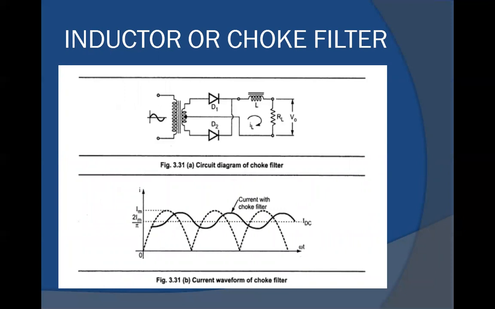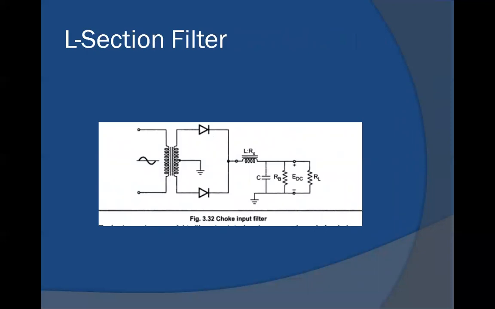So now we are going to see the inductor or choke filter. In this, the choke, that is inductance, will be connected in series with the load resistance. Here this is the current waveform which we will get at the output of the filter. So here you are going to connect the choke as well as a capacitor in the rectifier circuit.